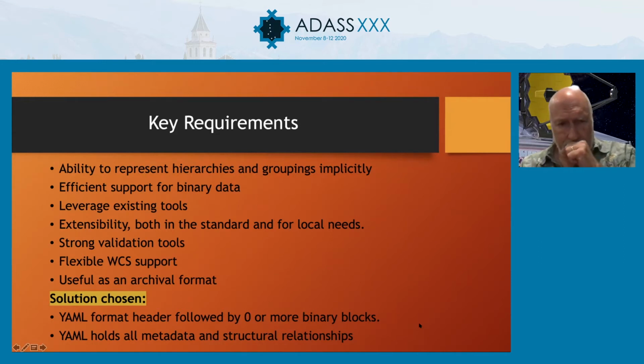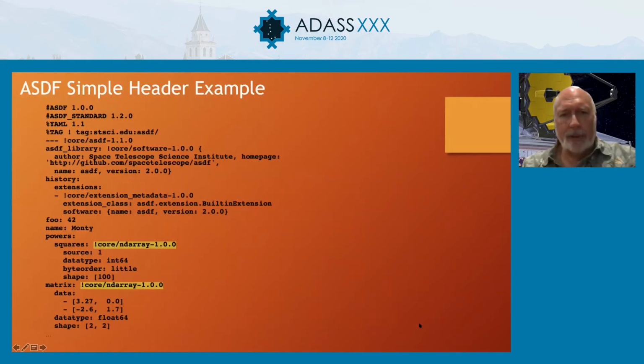The solution we chose was to base it on YAML. We chose YAML over JSON, mainly because it's more readable, more concise. They have a close relationship to each other, and particularly because YAML has support for a couple features that JSON doesn't have intrinsically. The YAML in these files holds basically the metadata and the structural relationships of all the binary data as well. So I'll show you a very simple example.